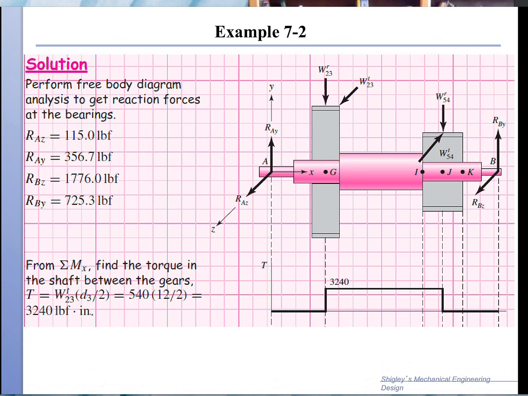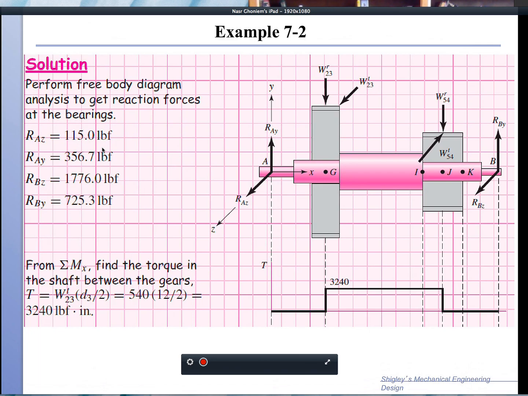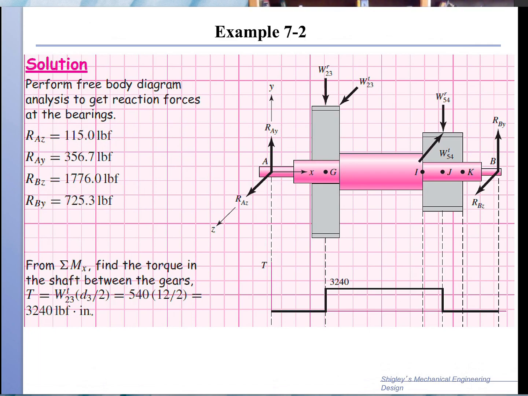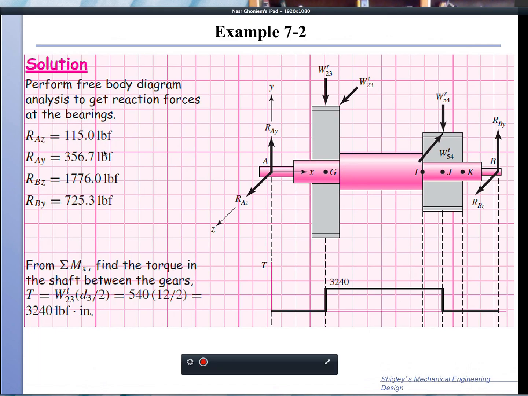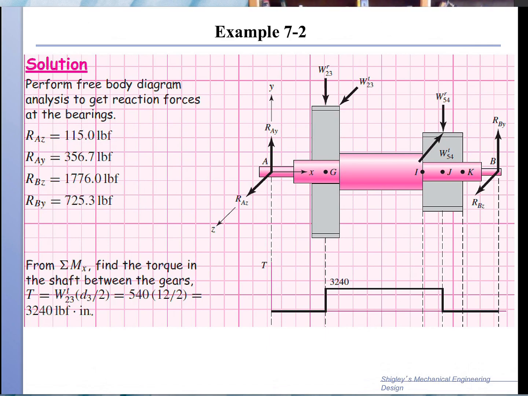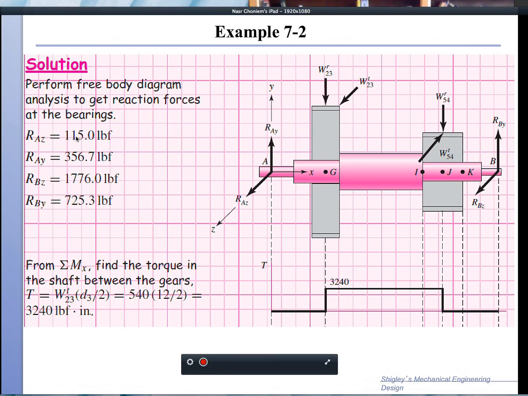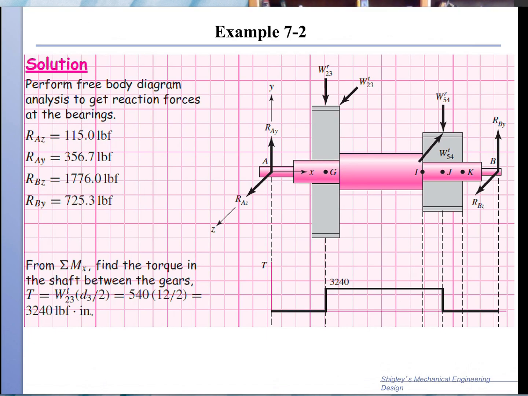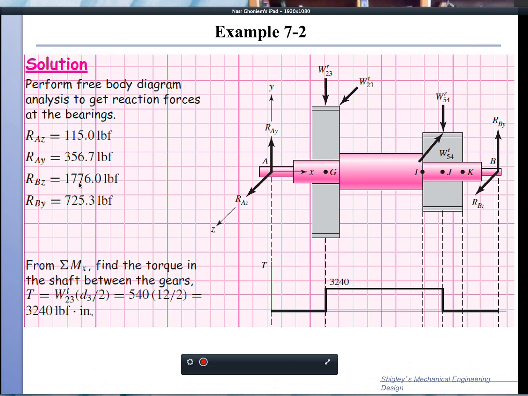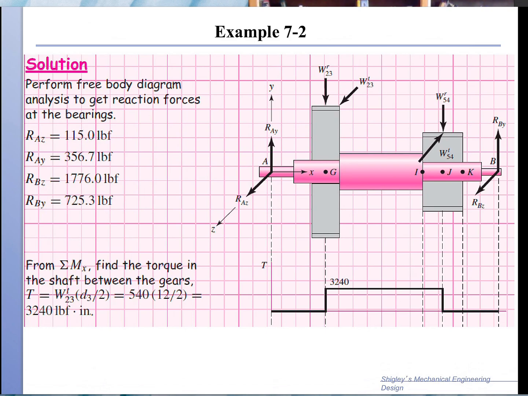We would do the same thing in the XZ plane, all forces on the XZ plane, to get the reaction in the Z direction at bearing A and the reaction at bearing B. At bearing B, you can see that the reaction force is very high. It's the highest in this system. And once we do that, we need to consider both torques and moments.